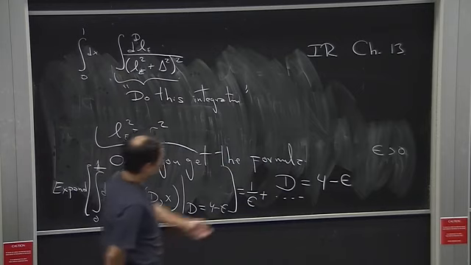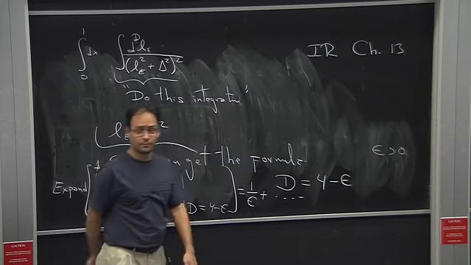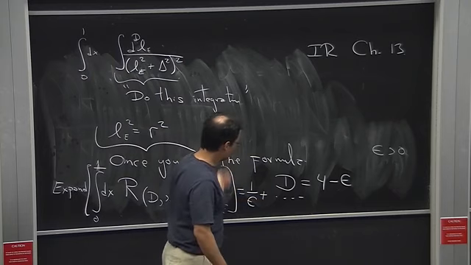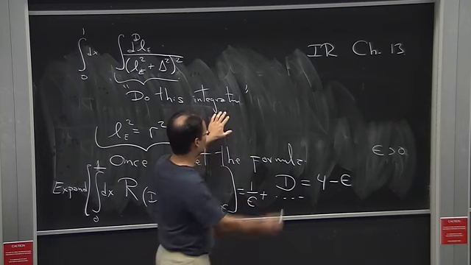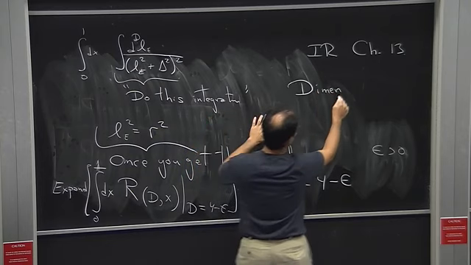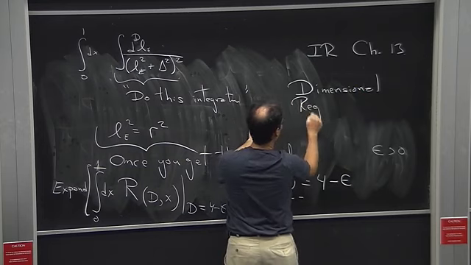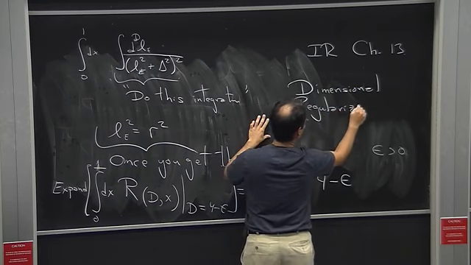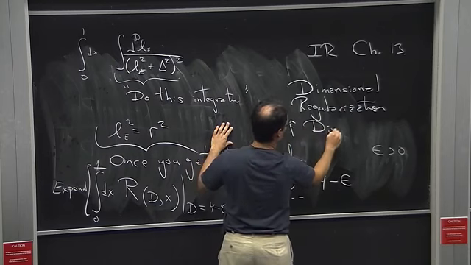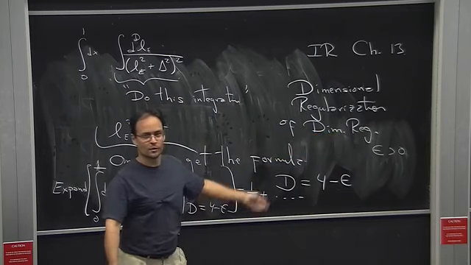What happens if you put d equals 4? You have to set epsilon to 0. You get a pole. This procedure of getting regulated objects is called dimensional regularization, for obvious reasons. Or people call it dim reg. So you will hear people talking about this all the time.